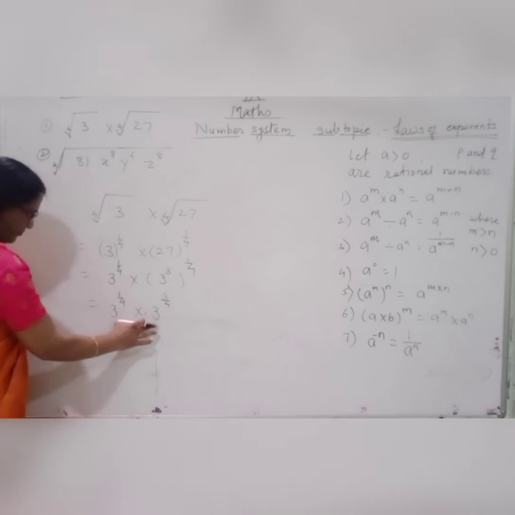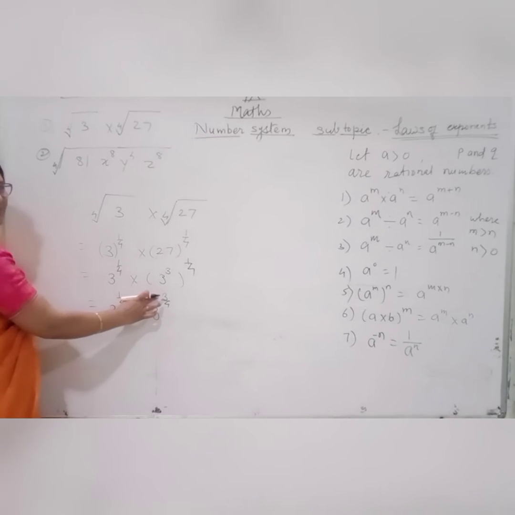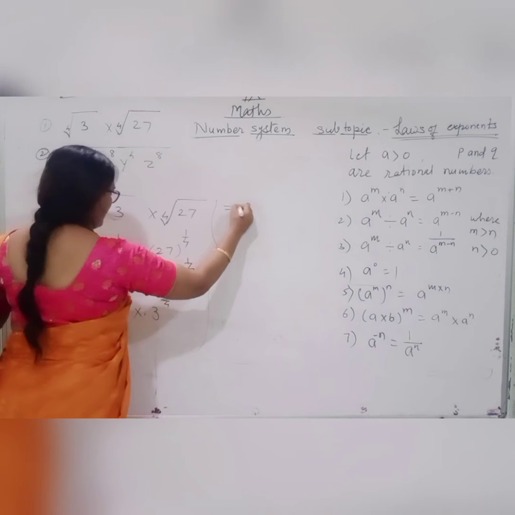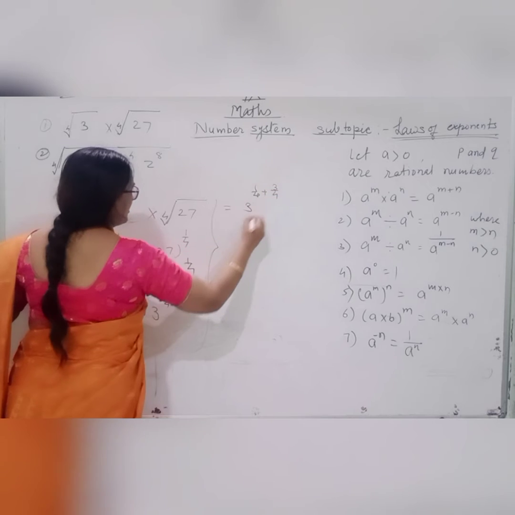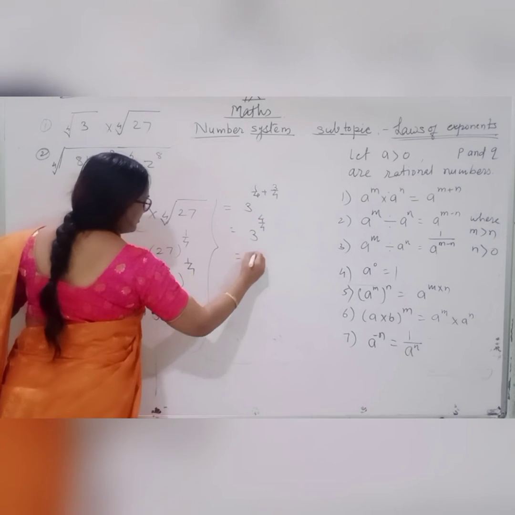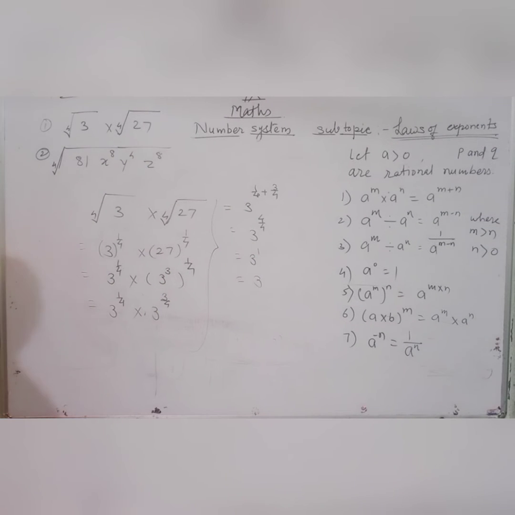अब देखो base is same now, so you can take the addition of exponents or power, which is equal to 3 raised to the power 1 upon 4 plus 3 upon 4, that is 3 raised to the power 4 upon 4, means 3 raised to the power 1, that is 3. Understood? Next example.